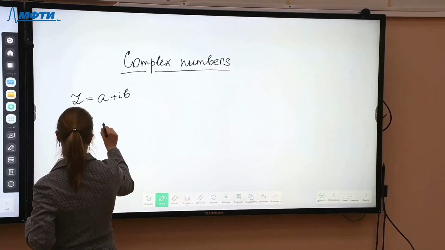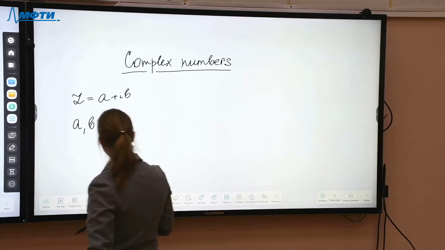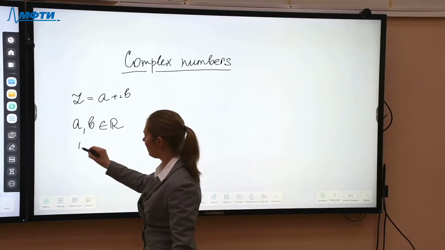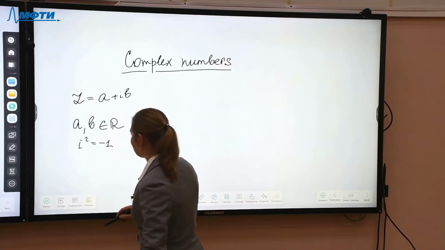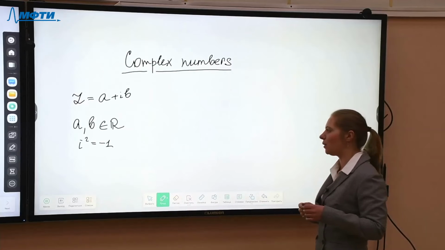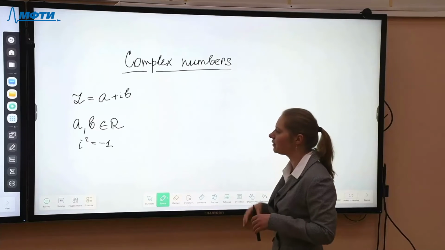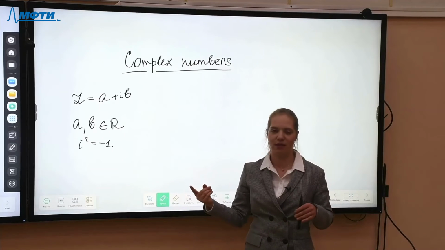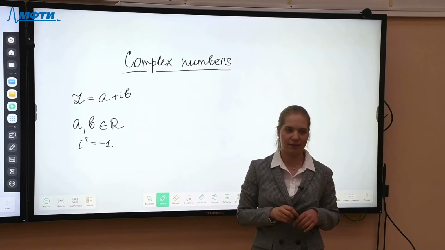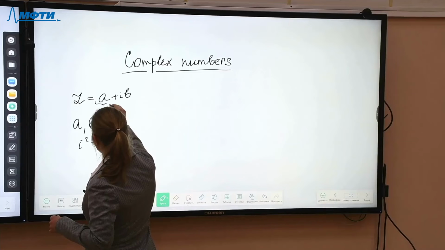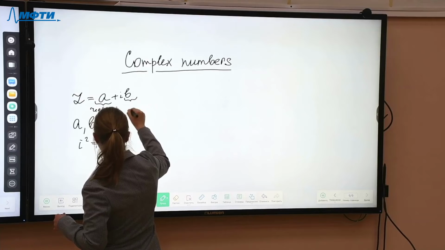A, b are real numbers, and i is a special symbol. We use this notation to show that i squared is minus 1. And then when we add two complex numbers and when we multiply two complex numbers, we will use the rules for polynomials, but we need to keep in mind that i squared is minus 1. And all the other things are the same. By the way, this a is the real part of the number, and this b is the imaginary part.